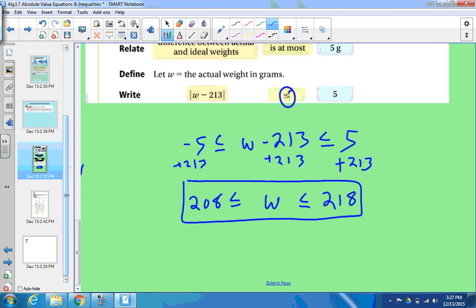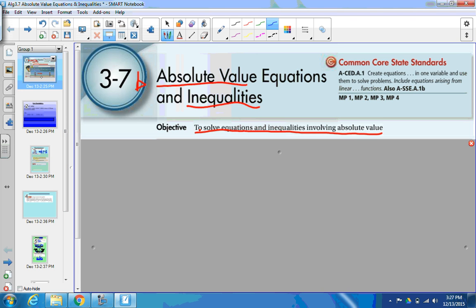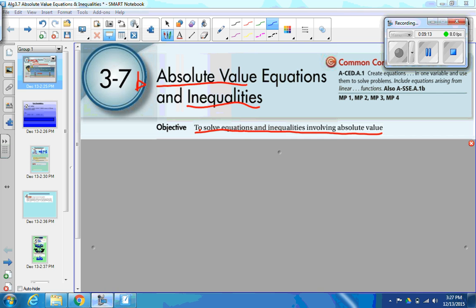So that's our lesson on 3.7B, which is all about absolute value inequalities. Make sure if you have any questions, write them down and ask me next time you see me in class. Otherwise, have a great rest of your day.